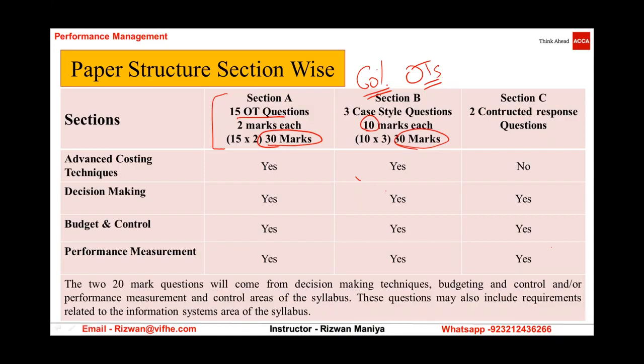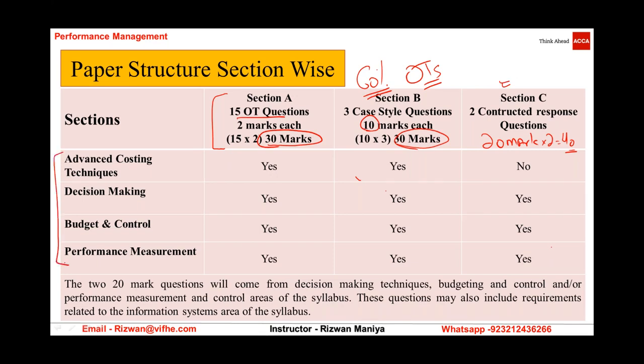Then come the two constructed response questions, and each weightage is 20 marks. So multiplied by 2 means 40 marks is available for this Section C of your exam. And this requires the skills of spreadsheet and word processing sheets, and that I will be using a lot in this session. So our syllabus is divided into 4 sections.